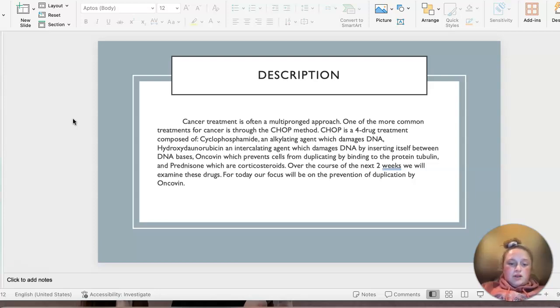hydroxydaunorubicin, an intercalating agent which damages DNA by inserting itself between DNA bases, Oncovin, which prevents cells from duplicating by binding to the protein tubulin, which is the one we're going to be talking about today, and prednisolone, which is a corticosteroid. Over the course of the next 2 weeks, we will examine these drugs. For today, our focus will be the prevention of duplication by Oncovin.